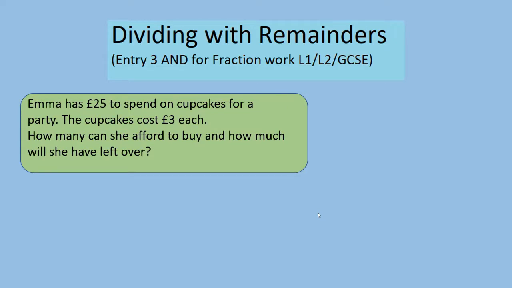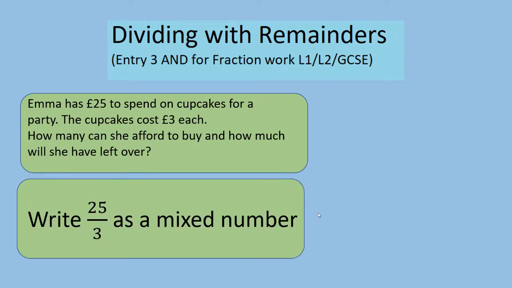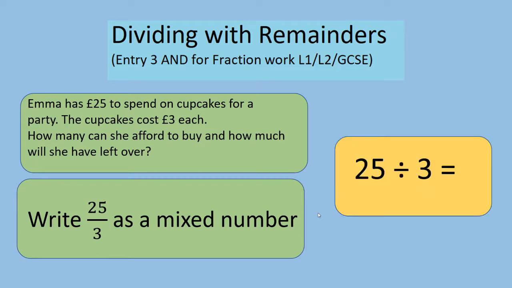Emma has £25 to spend on cupcakes for a party. The cupcake costs £3 each. How many can she afford to buy and how much does she have left over? Alternatively, write 25 over 3 as a mixed number. Both of those require the following skill: 25 divided by 3, and that's the skill that we're going to have a look at. The divided is how many 3s fit into 25.